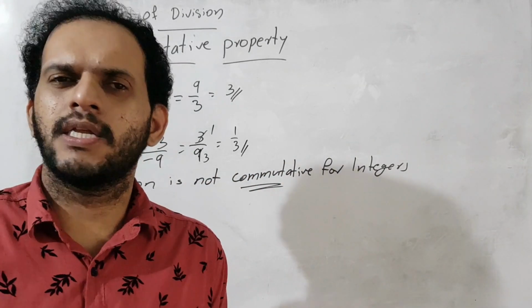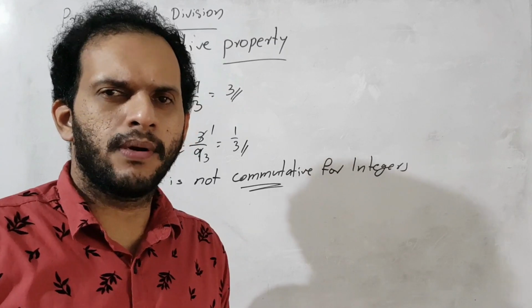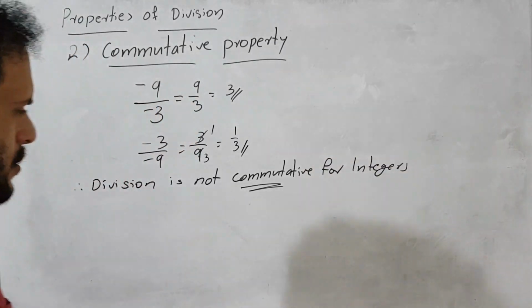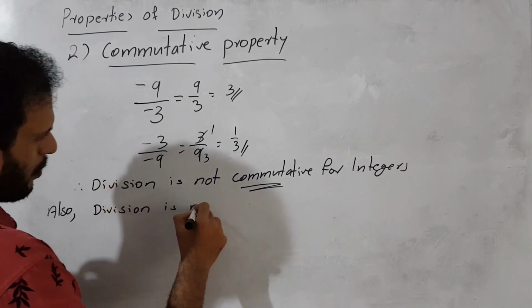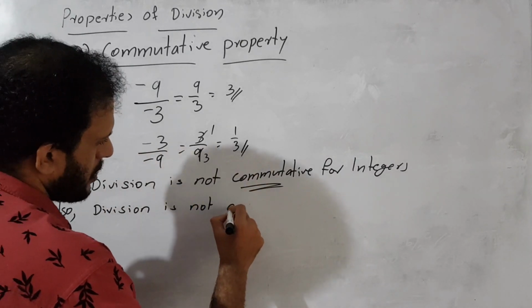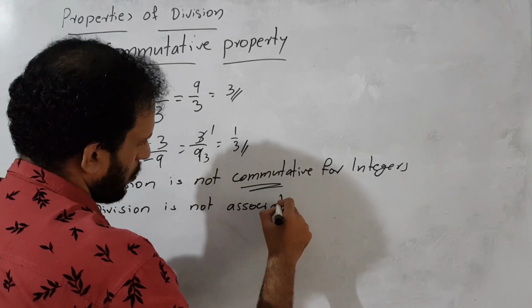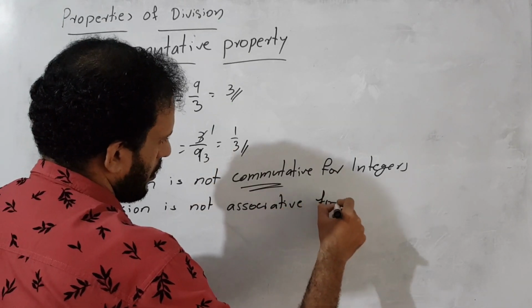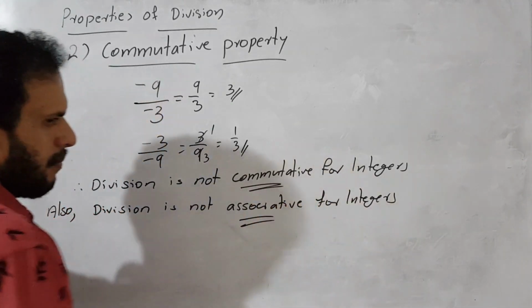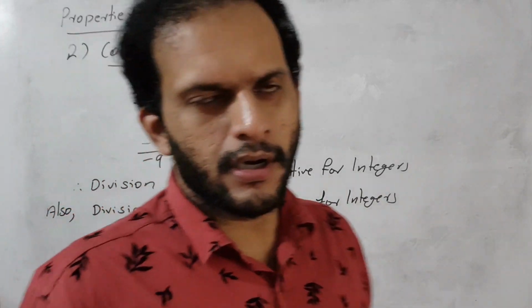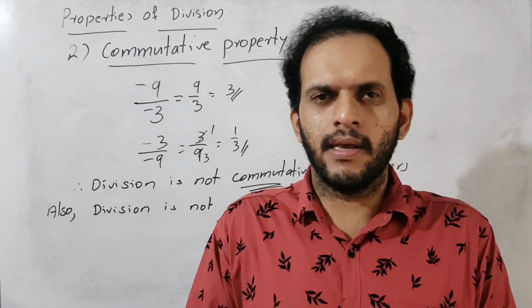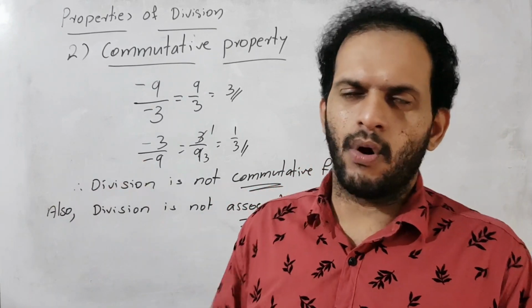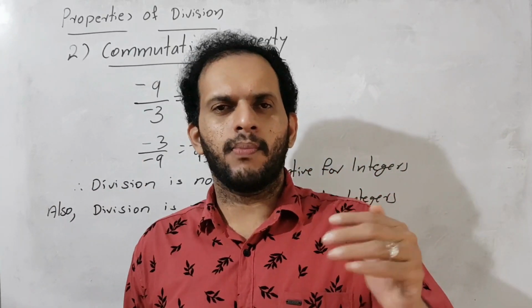the division is not satisfy the associative property also. Okay, so division is not associative for integers. Okay, why do we write directly? Because division does not satisfy the commutative property. So we generalize the idea. Division does not satisfy the associative property also.